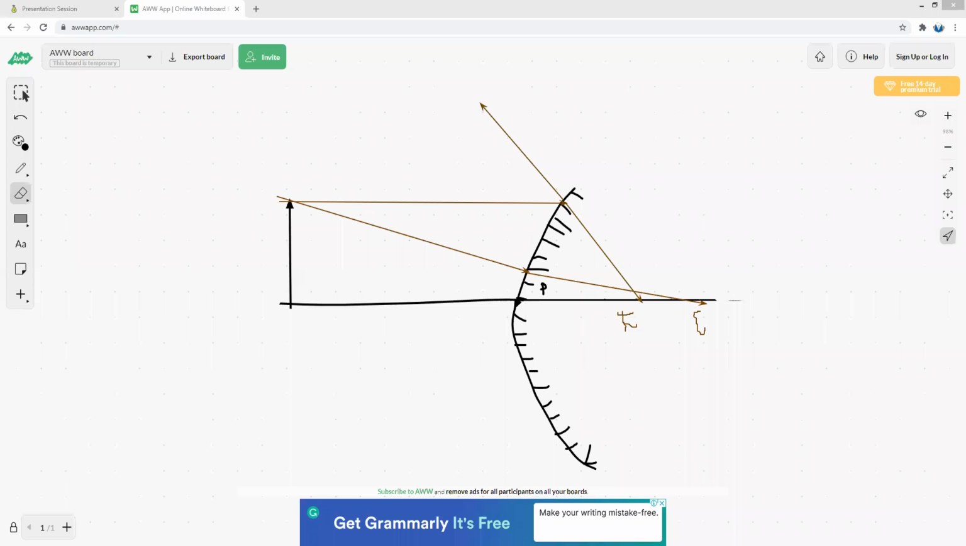In this case, the image is diminished, virtual, and erect, same as the other one. In convex mirrors, the images are always diminished, virtual, and erect. Diminished means small.